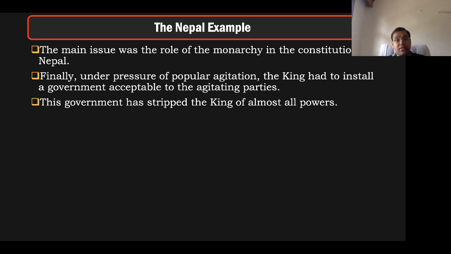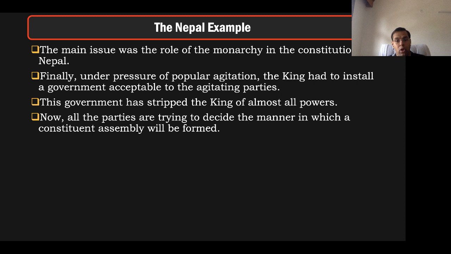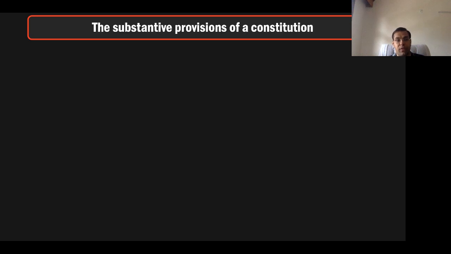Now let us function the way a government is supposed to function. Only then you can see development. Only then you can see good bilateral relations. Absolutely. So all the parties are trying to decide the manner in which a constituent assembly will be formed, and they would be able to come up with a new constitution. This is what they did. So the substantive provisions of the constitution of India is what we'll continue with in the next class.